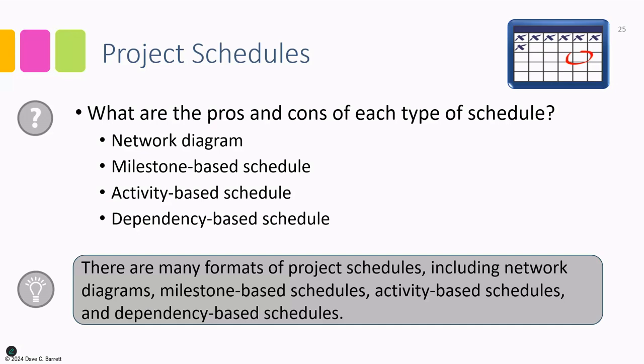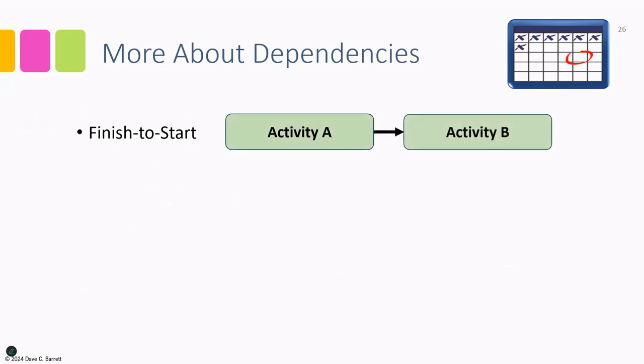So key idea, there are many formats of project schedules, including network diagrams, milestone-based schedules, activity-based schedules, and dependency-based schedules. A little bit more about dependencies. What we've been seeing so far in our network diagram are what are known as finish to start dependencies.